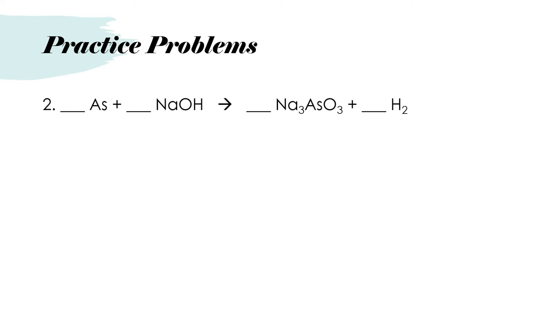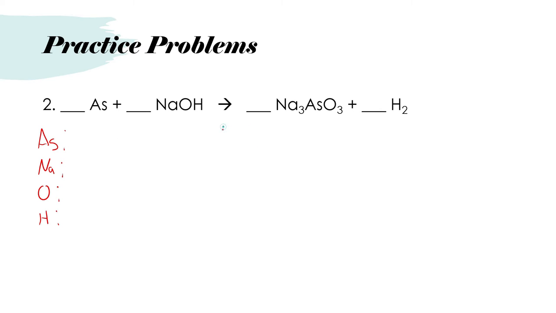So for this second problem, we've got arsenic on the left side, as well as sodium, oxygen, and hydrogen. So those are going to be our 4 different things.